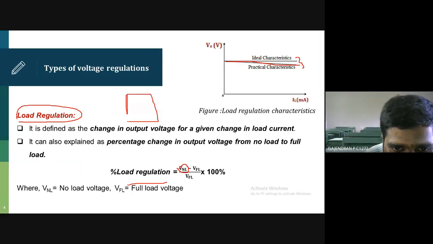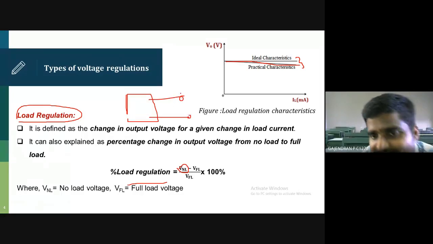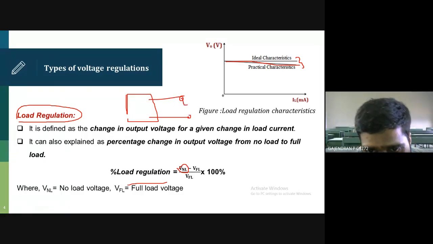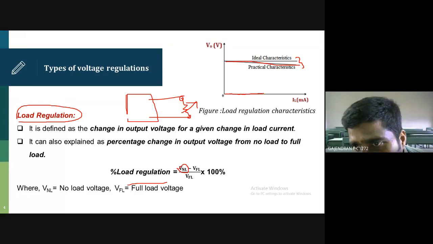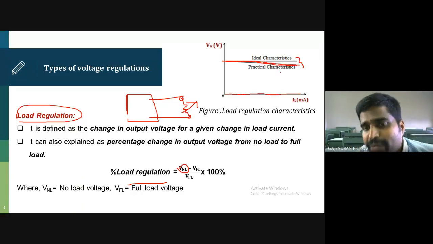This is my source. To this source I first connect no load, and then I measure what the voltage is. Then I connect the load and vary the load step by step. As the load varies, the current keeps varying. Based on the current, in the practical case I get a small drop. How do we find this? This is a formula.